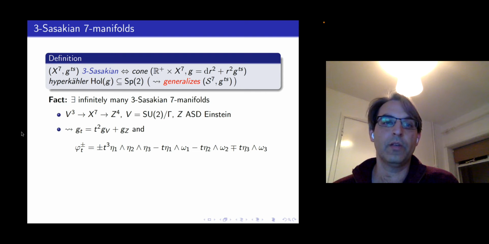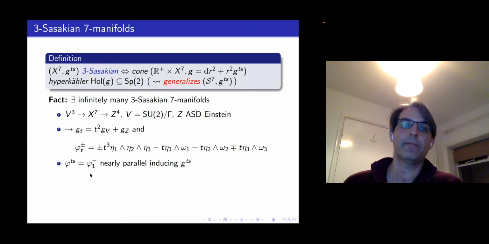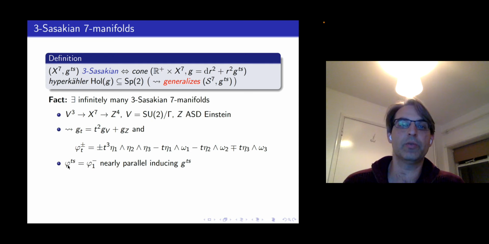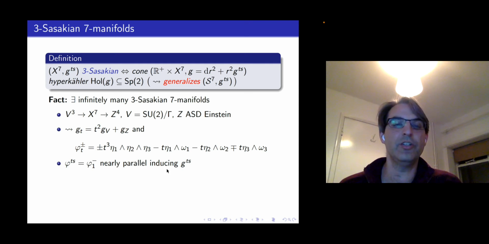Now, given this, we can ask, do any of the other properties persist from the previous slide? And the answer is yes, that if we take phi 1 minus, it's a nearly parallel G2 structure, which we'll call phi ts, because it induces the original 3 Sasakian metric GTS. And now you can see why I bothered to use this TS superscript along in these talks, because it stands for 3 Sasakian.